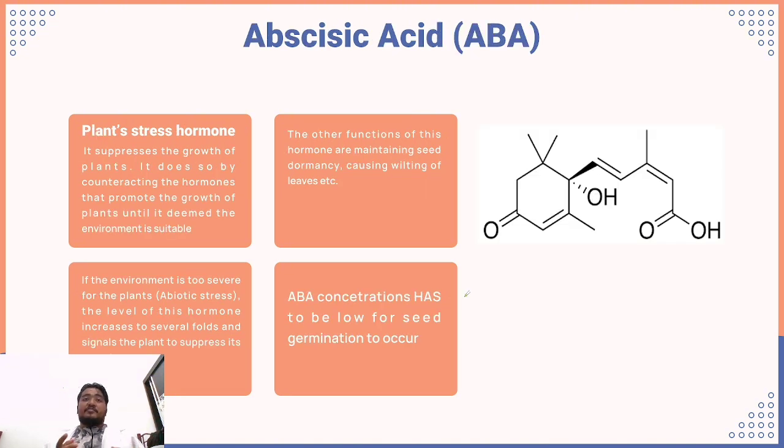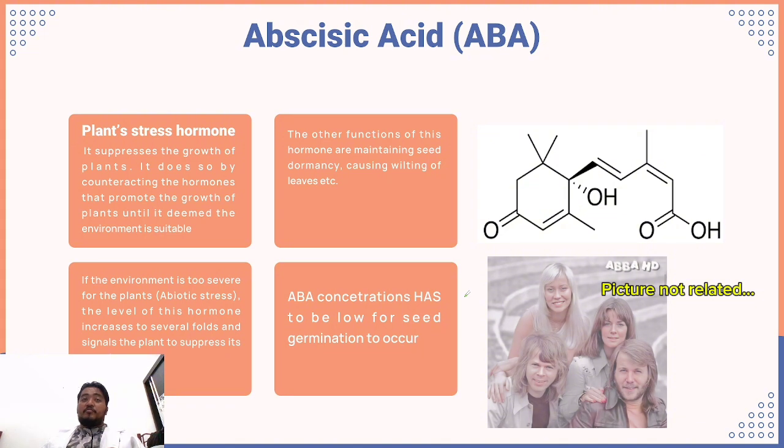And now, we're gonna talk about abscisic acid, or ABA. The main purpose of this hormone is to act as the plant's stress hormone. It suppresses the growth of the plants. It does so by counteracting the hormones that promote the growth of the plants until it deems the environment suitable. If the environment is too severe for the plants, which is called abiotic stress, the level of this hormone increases several fold and signals the plant to suppress its growth.